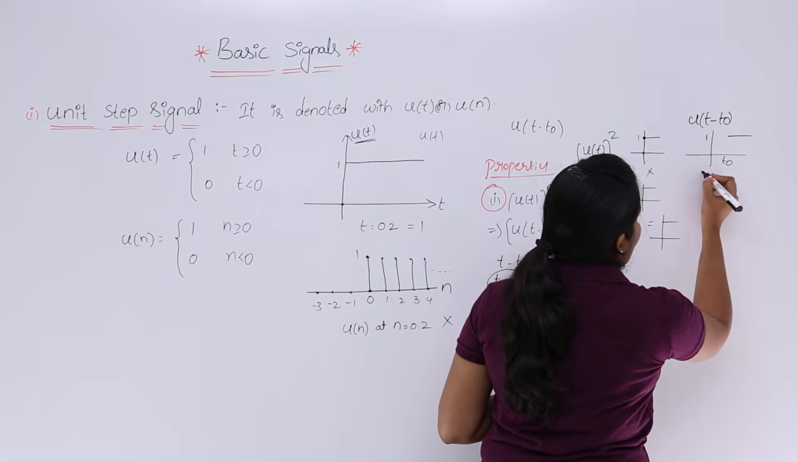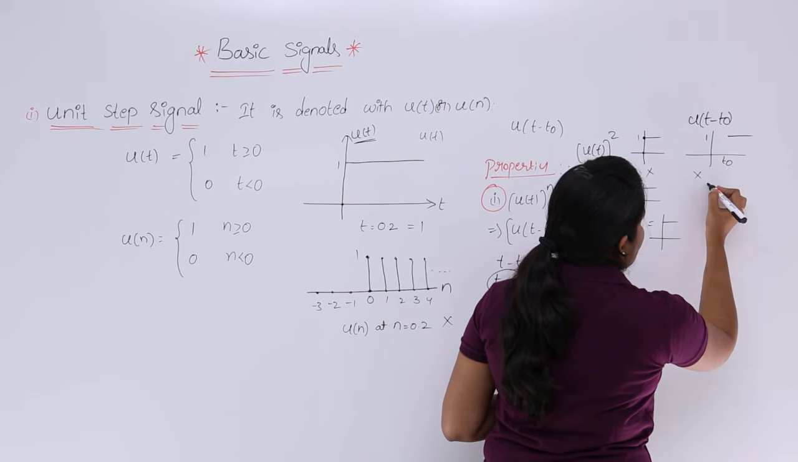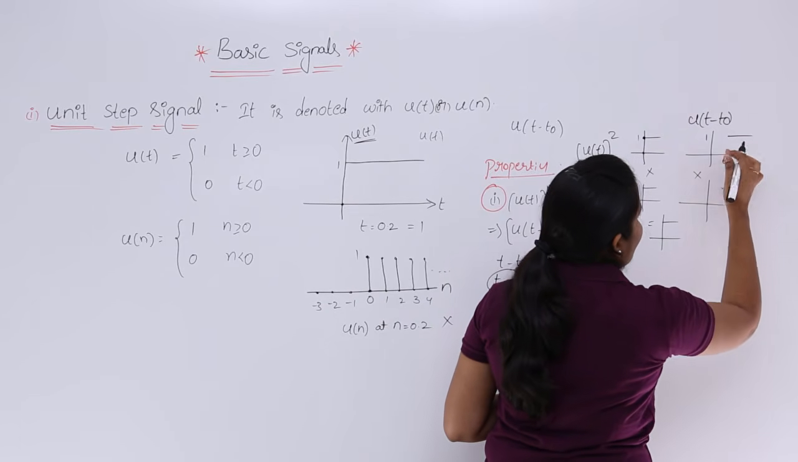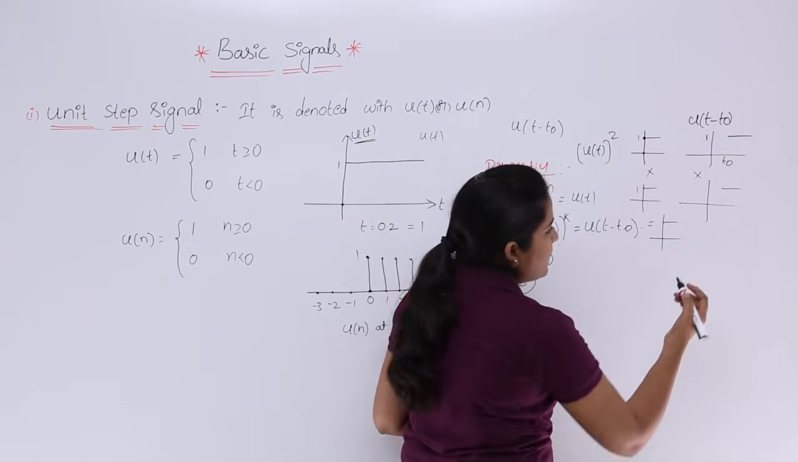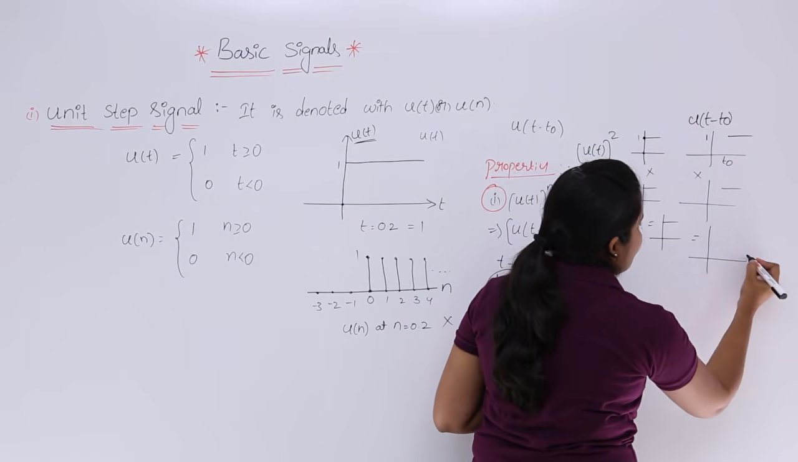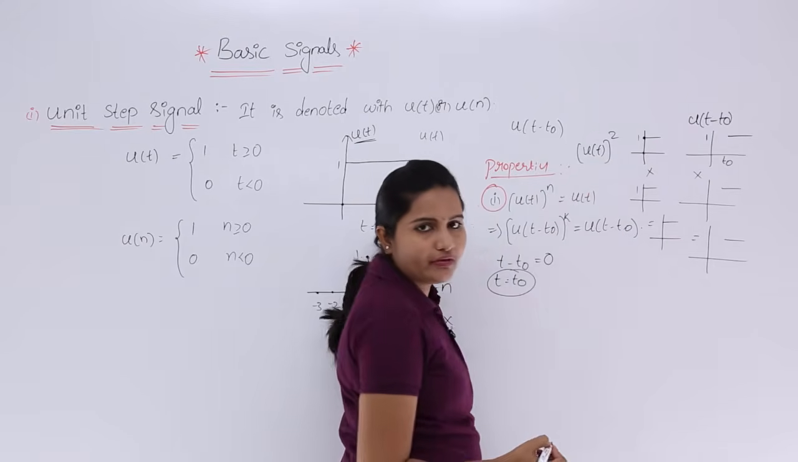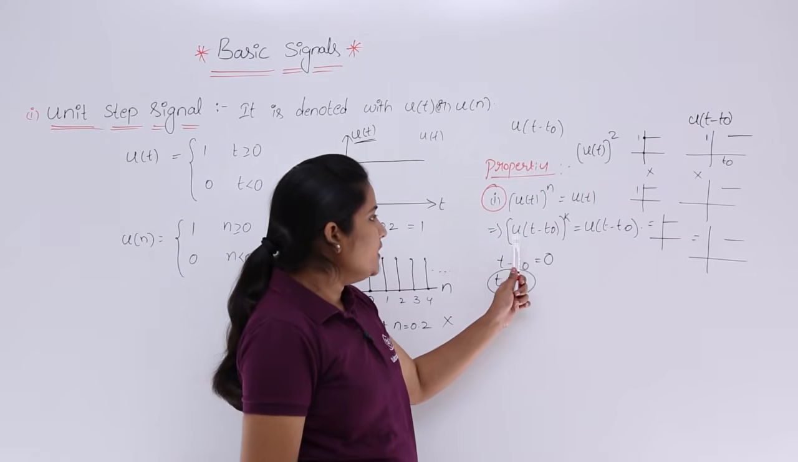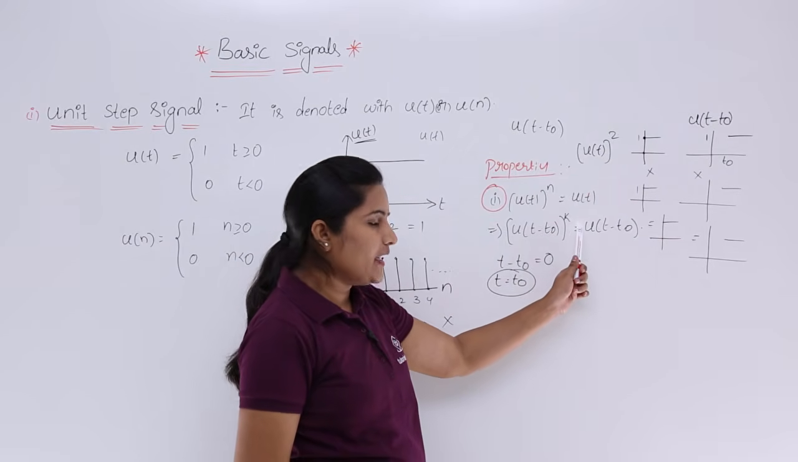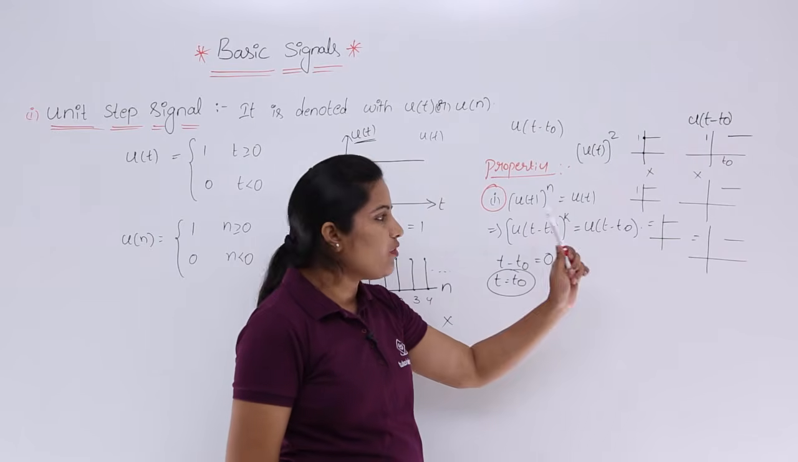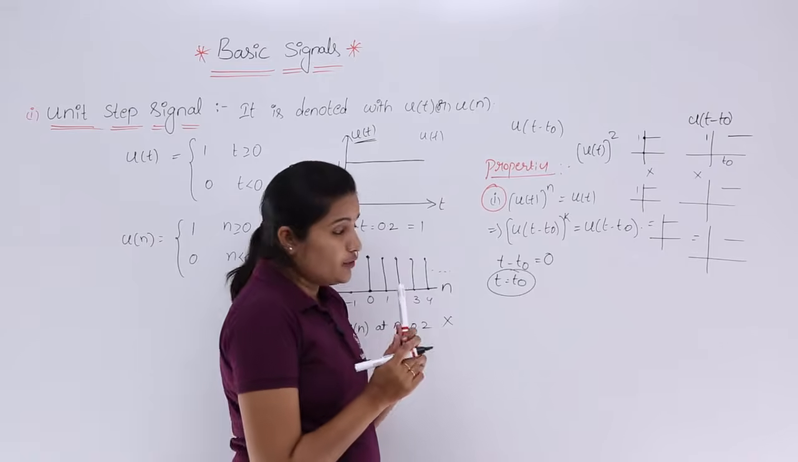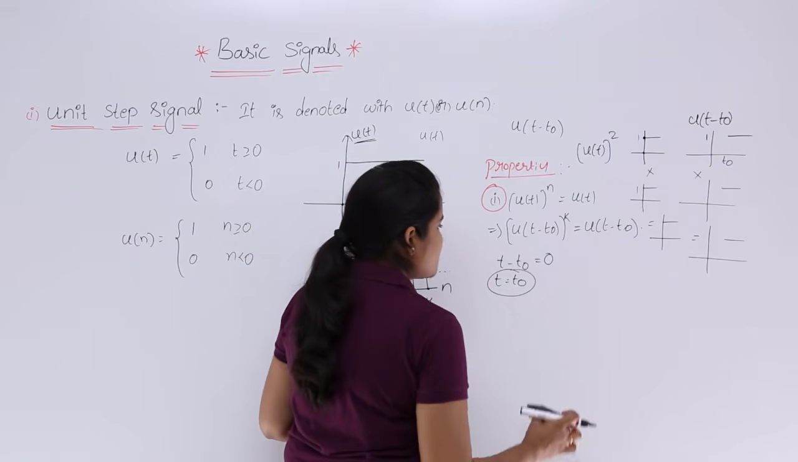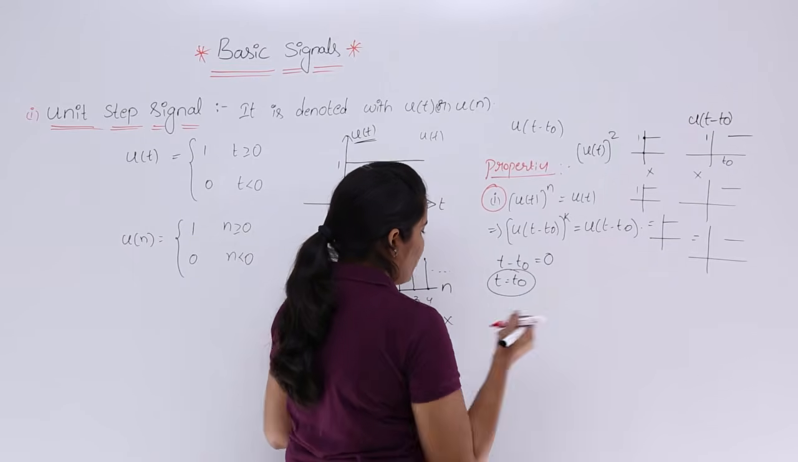So here if you multiply u of t minus t naught n times, from t naught to infinity 1 into 1 into 1 takes place, then the result is also equivalent to the shifted version of your unit step. So that's why u of t minus t naught whole power k is also equivalent to u of t minus t naught. So another property for unit step function, that is also a very important property, the second property of unit step.